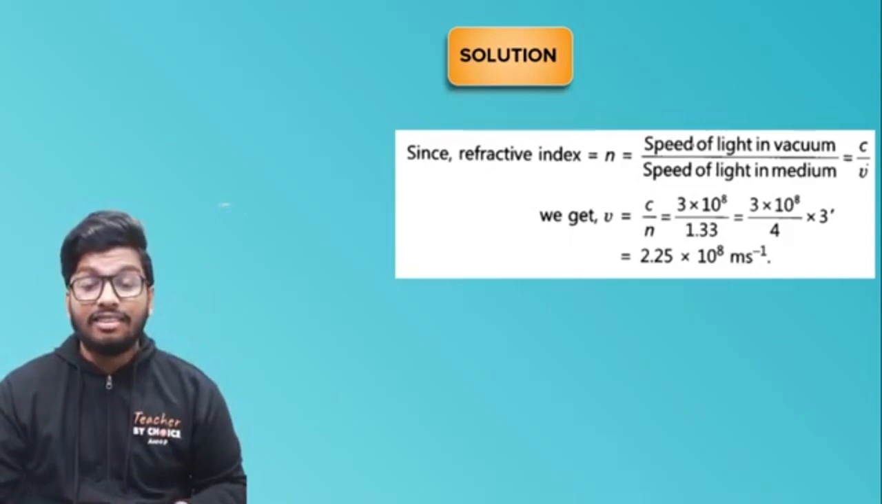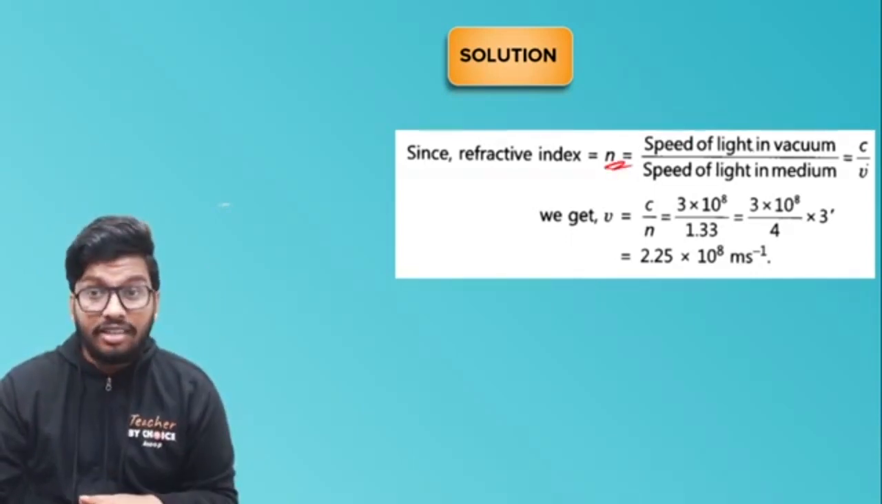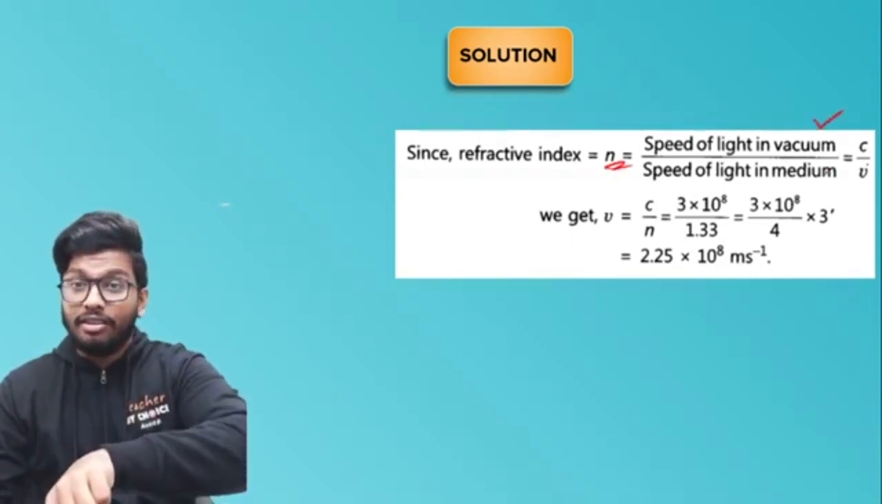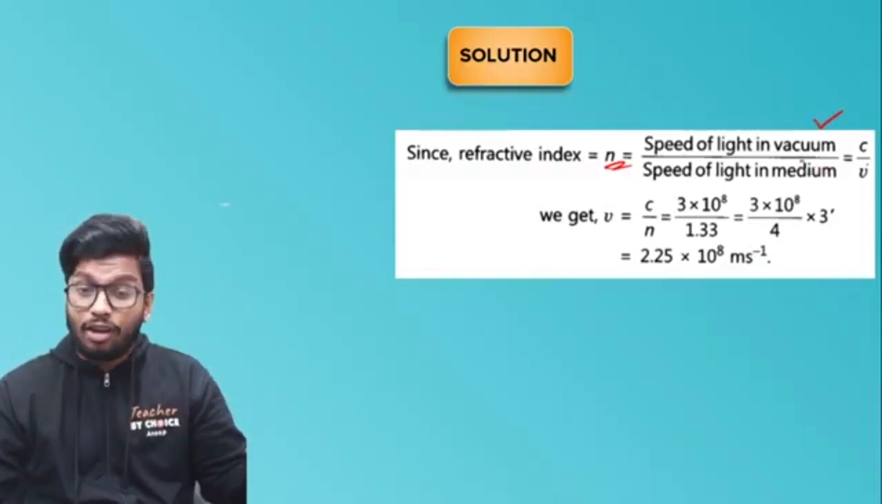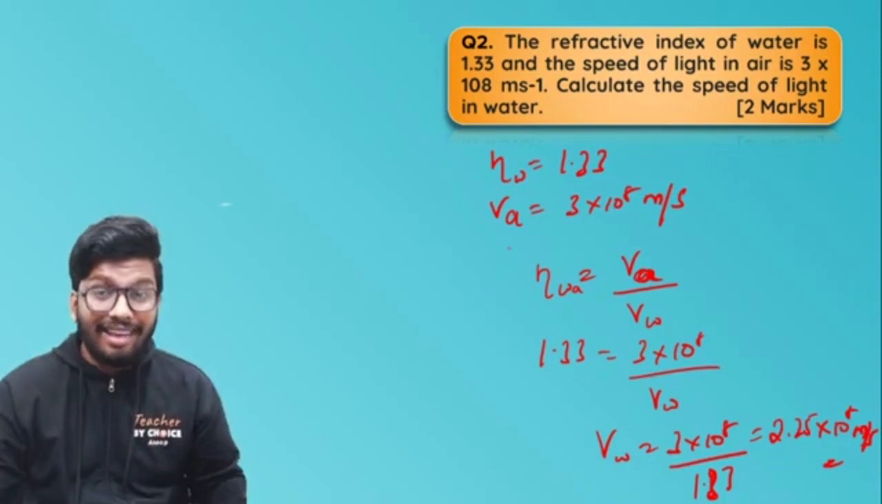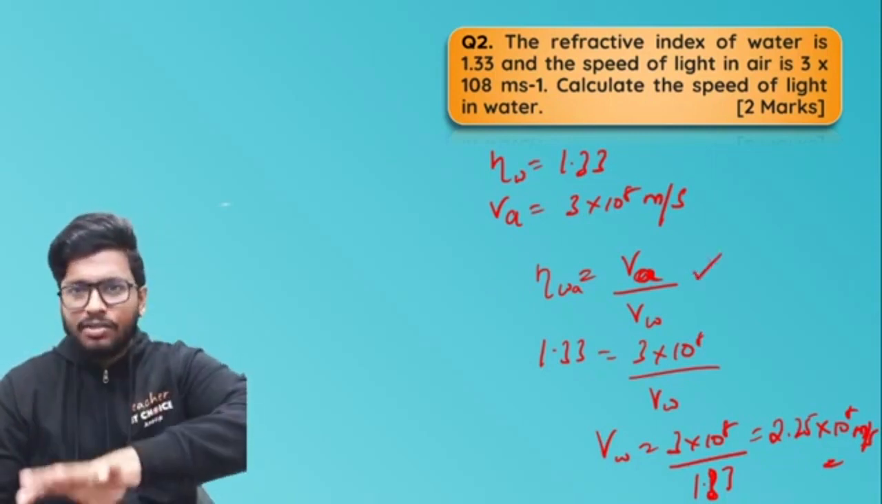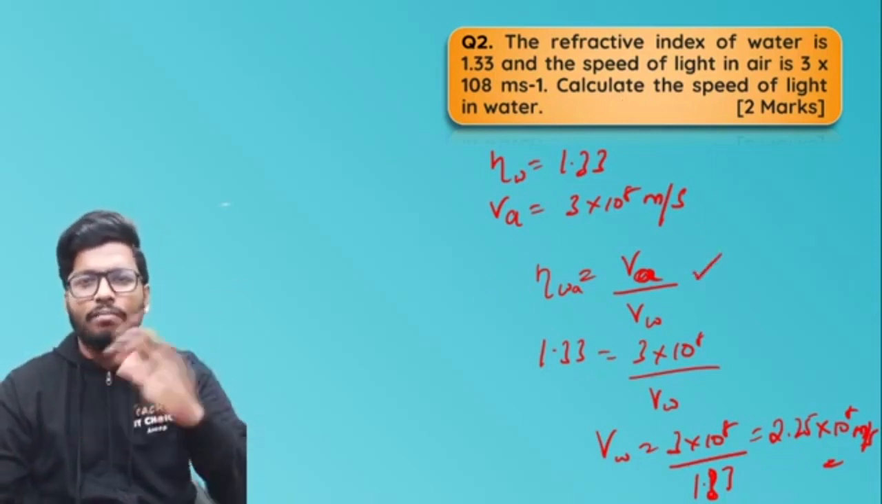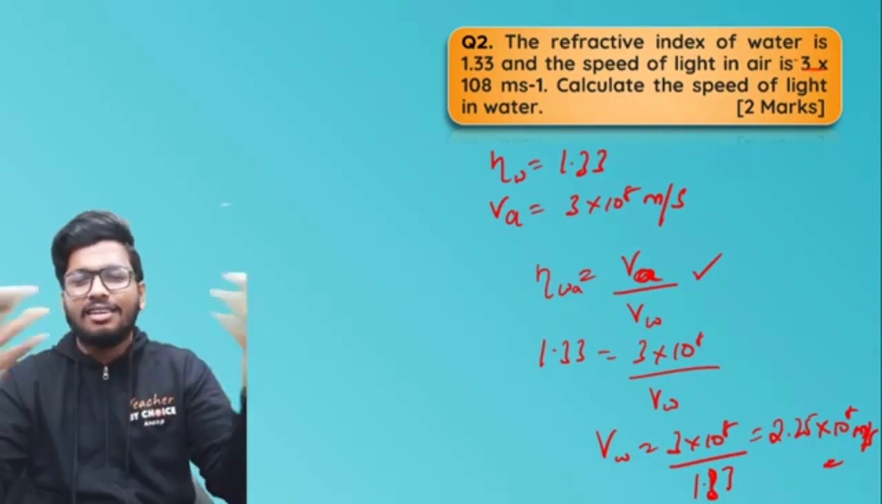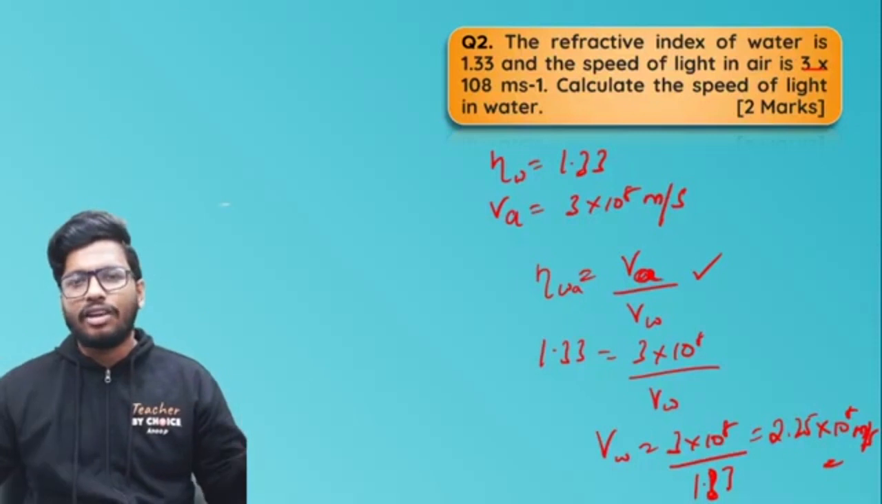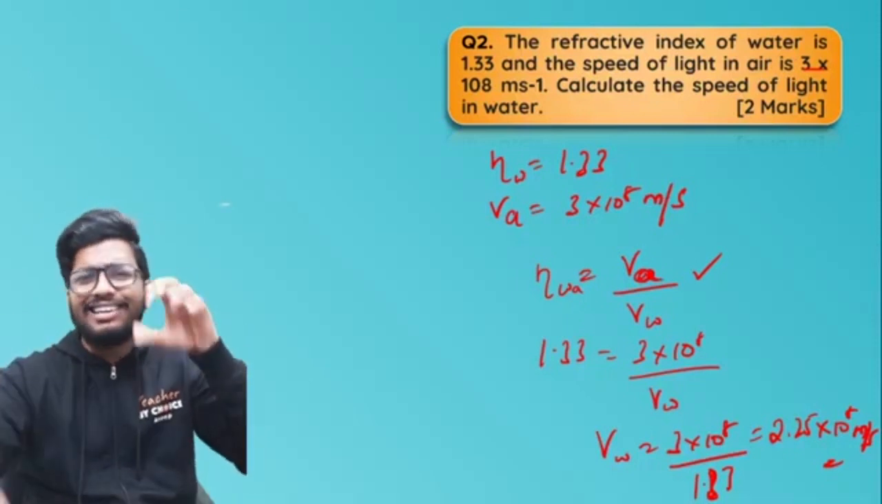Now here, they've taken the absolute refractive index, speed of light in vacuum divided by speed of light in the medium. This could be correct if the speed of light was given in terms of vacuum, but here the speed of light is given in air. That's why I took this formula. It's absolutely right because the speed of light in air and vacuum here is almost the same. That is what they've given, 3 into 10 to the power of 8 meter per second. That is the same thing in vacuum as well.